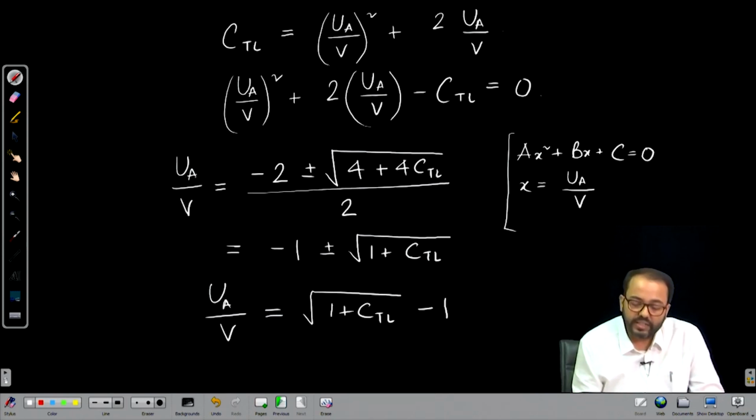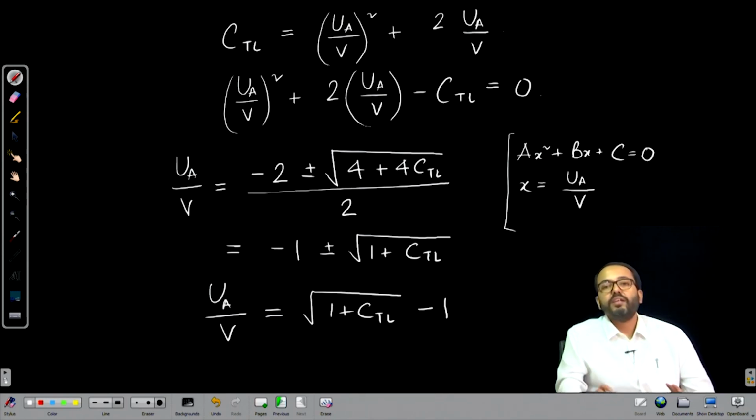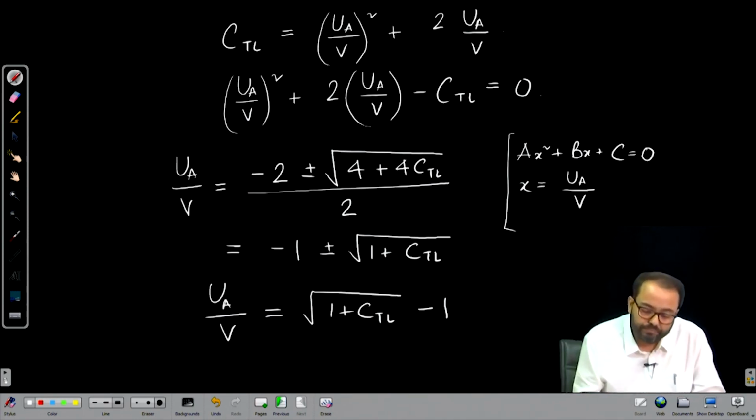So, for all positive values of thrust loading coefficient, you will have UA by V positive here. Okay. Now, how do we write eta I?